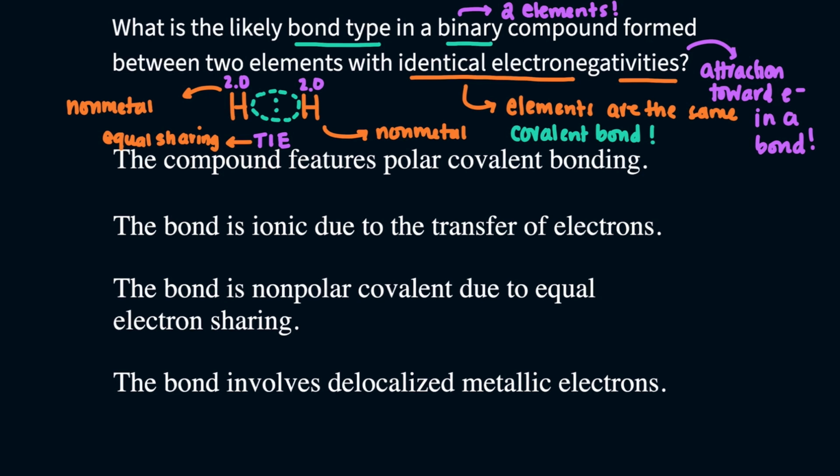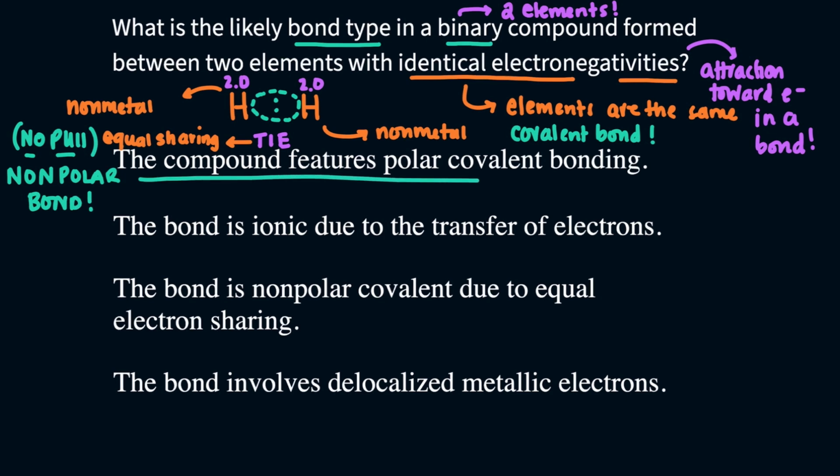Now, just know that equal sharing means that you have no pull. No one element is pulling the electrons towards itself. And if you have no pull, you think of the P word in chemistry, polarity. So if you have no pull, it's nonpolar. Whenever you see the word polar, you think of pulling the electrons towards one atom. But since it's all equal sharing, this would be a nonpolar bond.